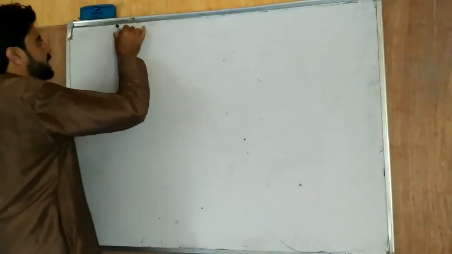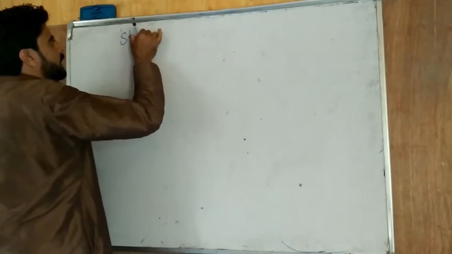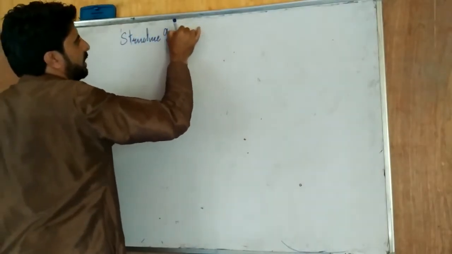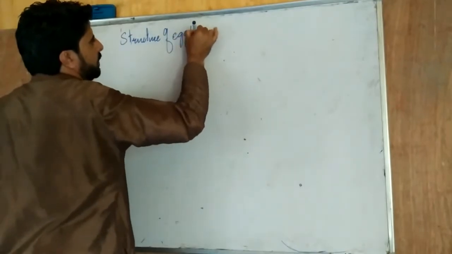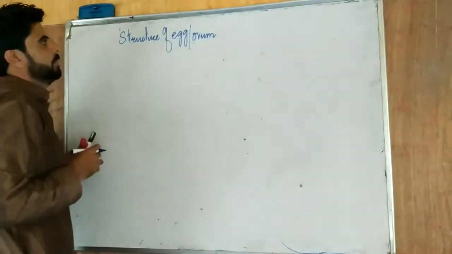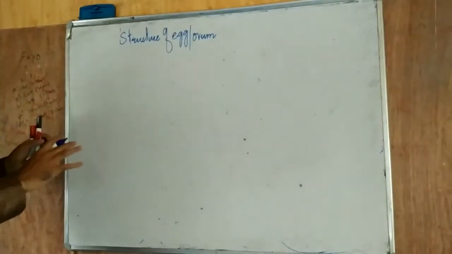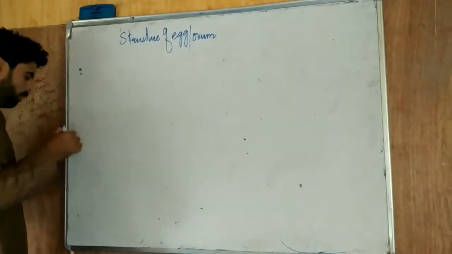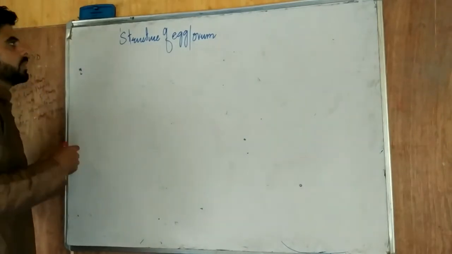Today we are discussing the structure of the egg or ovum. It's mainly in the case of a human female that we are discussing its structure and the various parts which are present inside the egg. Taking a few points before discussing the structure.